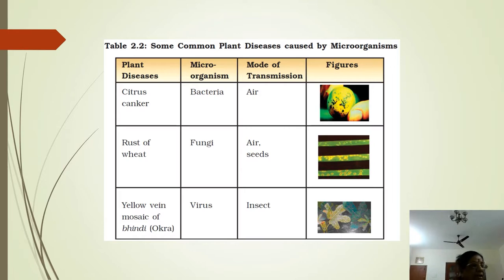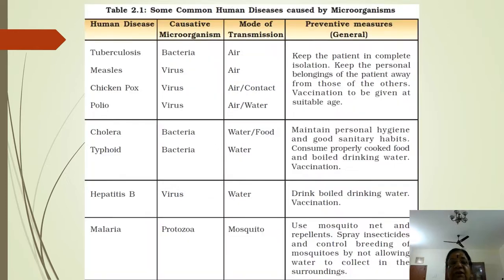And then, next what we are going to see is diseases in animals and humans: tuberculosis, measles, chickenpox, polio, cholera, typhoid, hepatitis B and malaria. These are all diseases attacking humans. So I repeat: tuberculosis, measles, chickenpox, polio, cholera, typhoid.